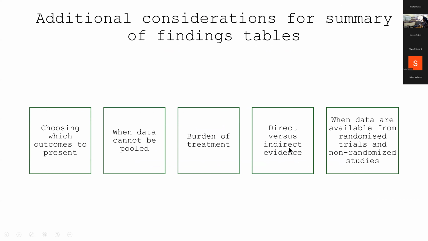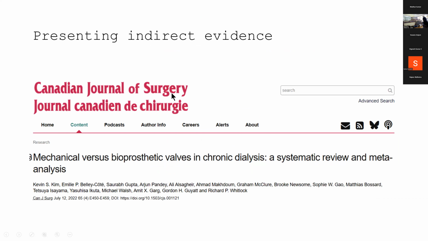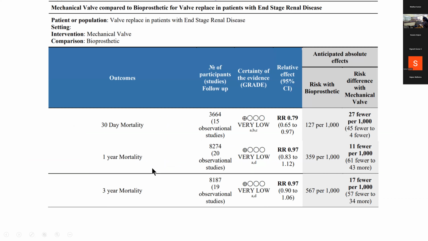Sometimes you might have evidence only from indirect sources. This example I had actually told last week itself. When they were looking at mechanical versus bioprosthetic valves in chronic dialysis, they found there was no benefit in the outcome. Mortality was the same in both arms.